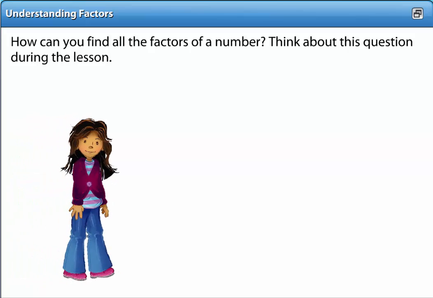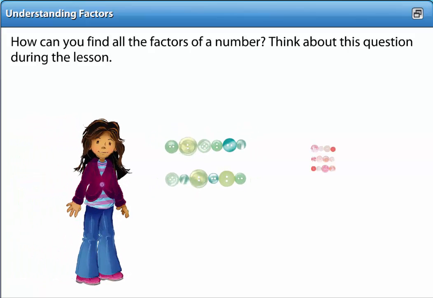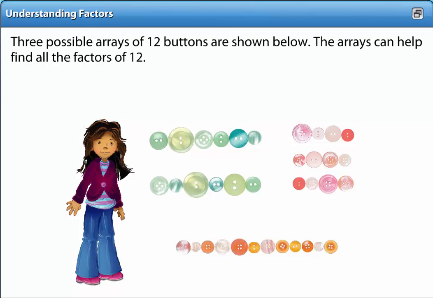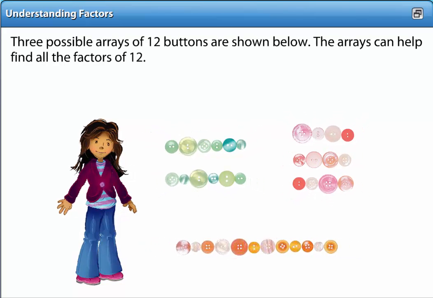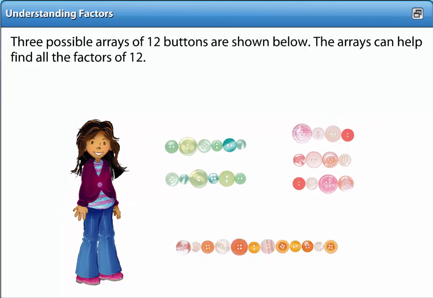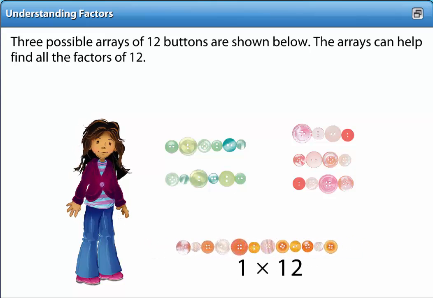How can you find all the factors of a number? Think about this question during the lesson. 3 possible arrays of 12 buttons are shown below. The arrays can help find all the factors of 12. 1 times 12, 2 times 6, 3 times 4.